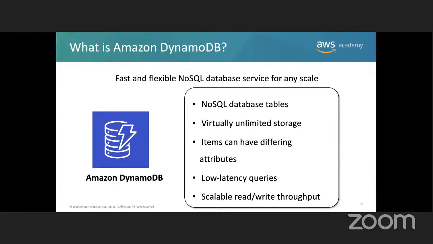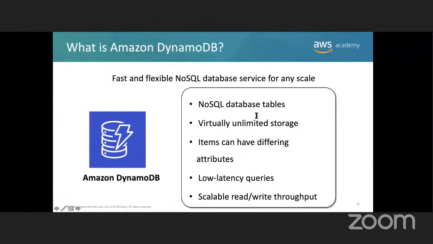One of the benefits of a NoSQL database is that the items in the same table can have different attributes. This gives you the flexibility to add attributes as your application evolves. You can store newer format items side by side with older format items in the same table without needing to perform schema migrations.